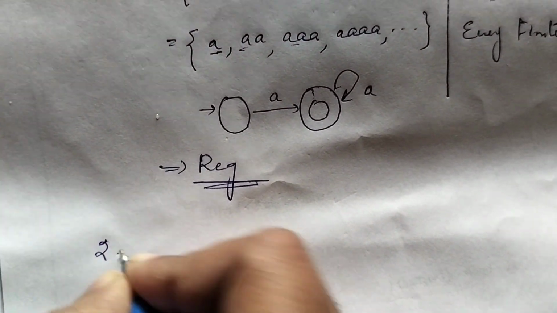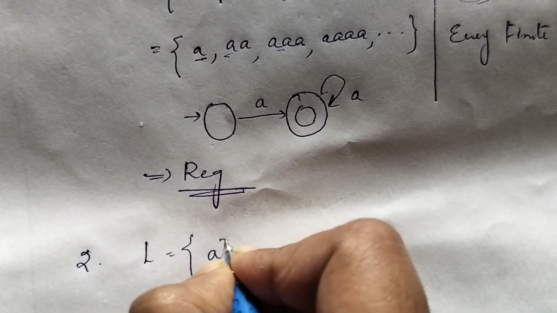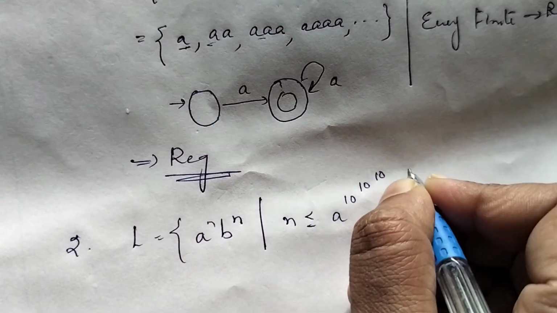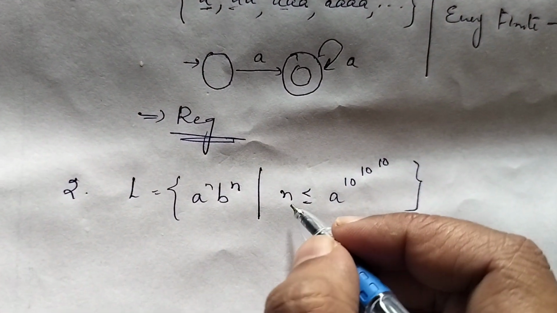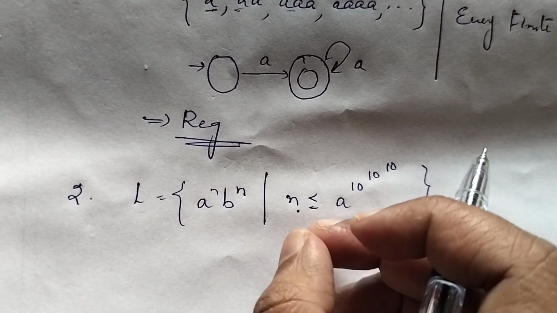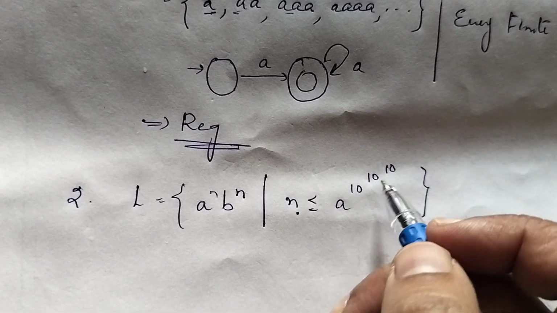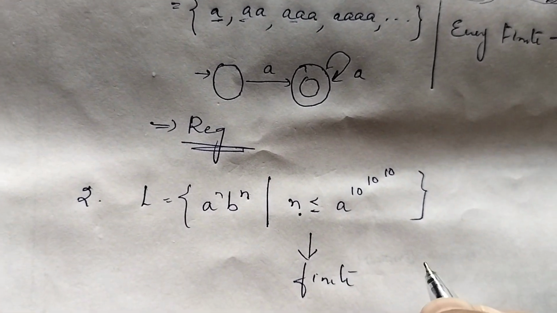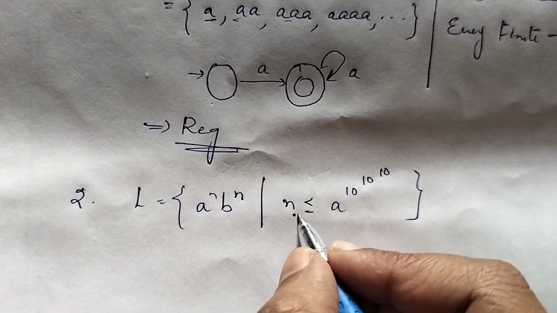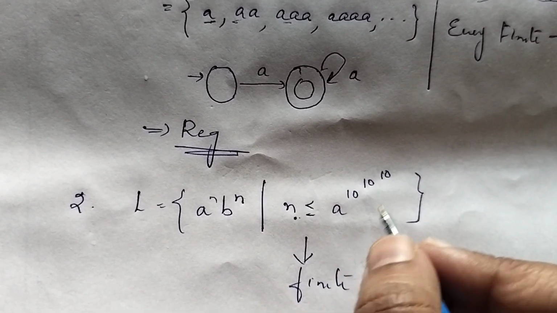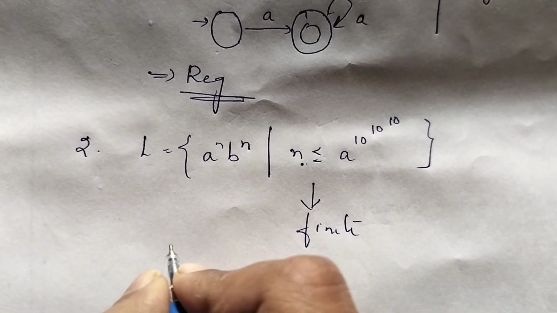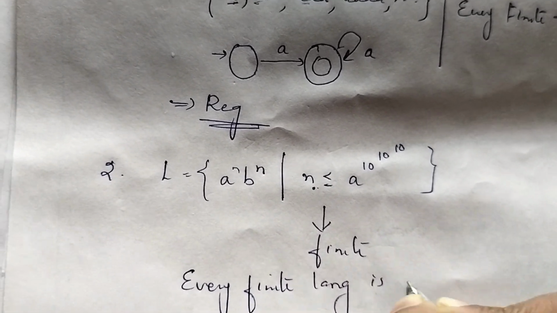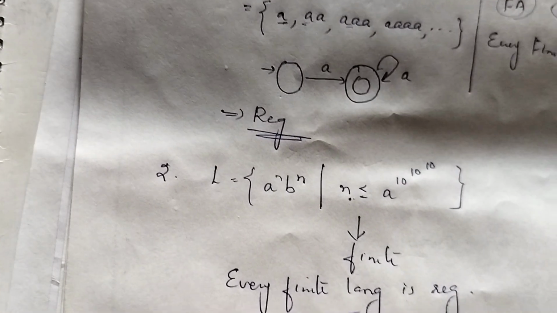Then second thing, L equal to a power n b power n such that n is less than or equal to 10 power 10 power 10. Here you can see n is bounded. The n value is less than or equal to something. So definitely this is a finite language, because the range of the value of n is within this particular value. So that is a finite language. We know that every finite language is regular. So this L is a regular language.